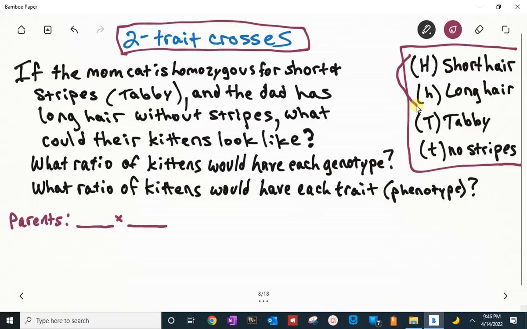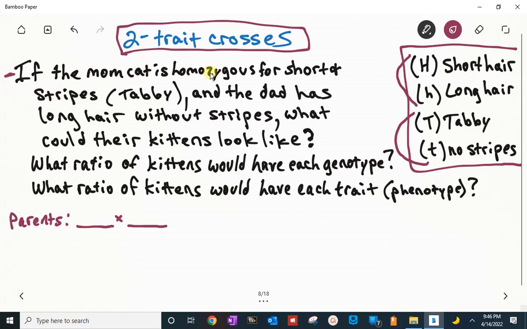We have the hair length. So capital H is dominant for short hair, and lowercase h is recessive for long hair. And then we have the coat pattern. So capital T is dominant for tabby or stripes, and lowercase t is recessive for no stripes. Now let's read the question.